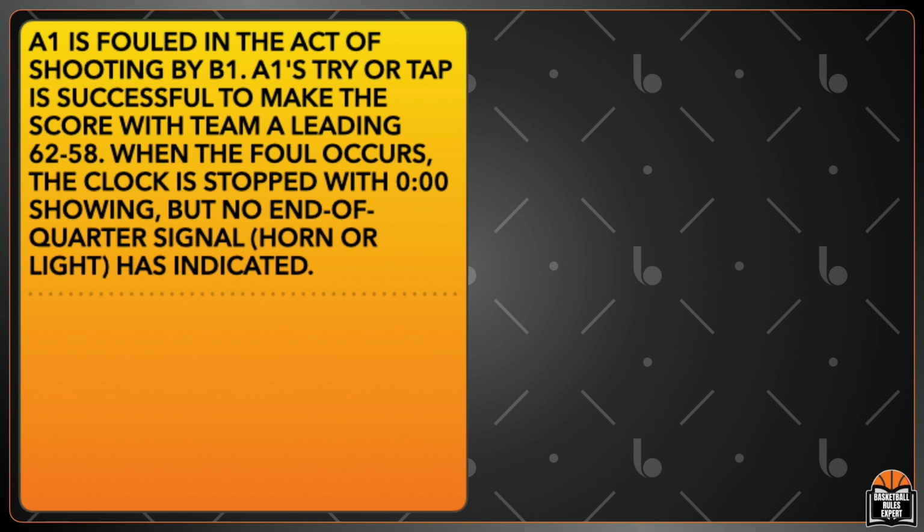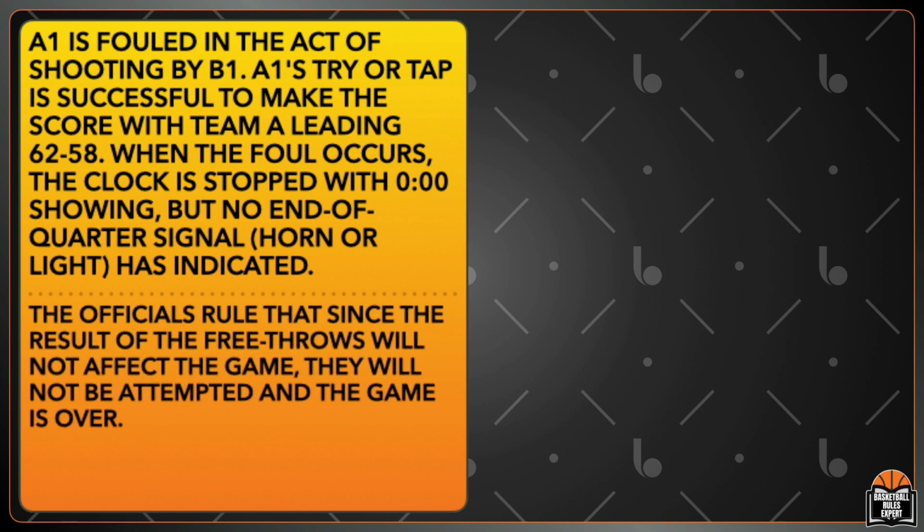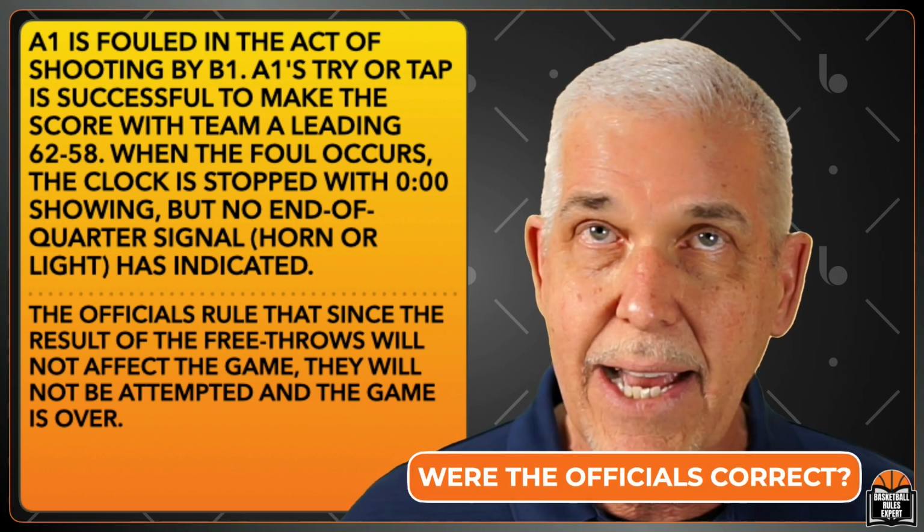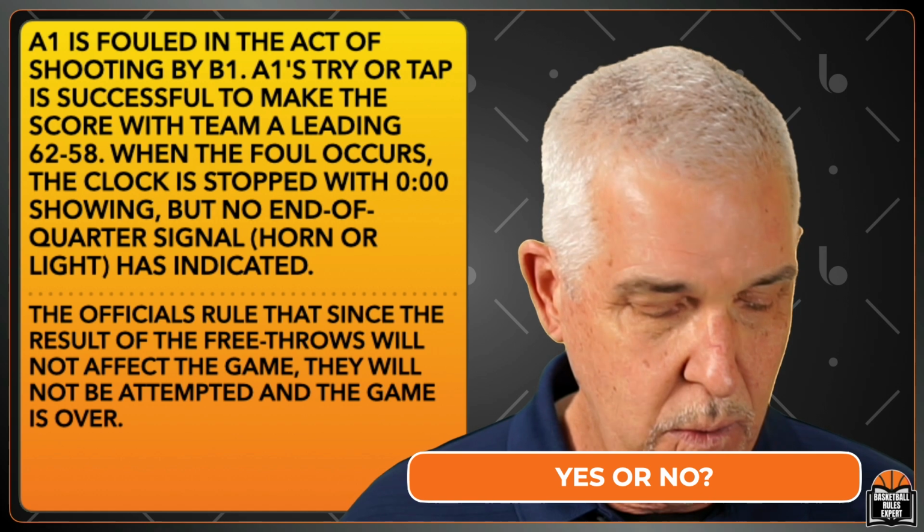A1 is fouled in the act of shooting by B1. A1's try or tap is successful to make the score, with Team A leading 62-58. When the foul occurs, the clock is stopped with zeros showing, but no end of quarter signal, horn, or light has indicated. The officials rule that since the result of the free throws will not affect the game, they will not be attempted, and the game is over. Were the officials correct? Yes or no?